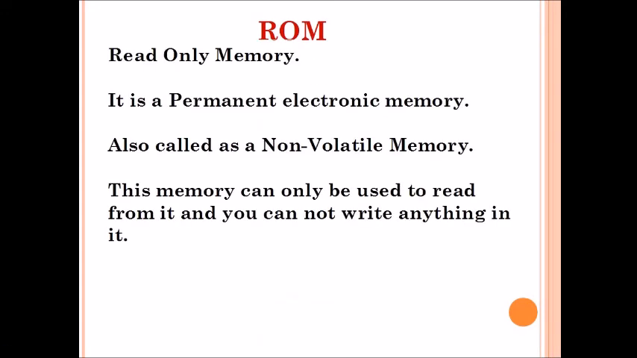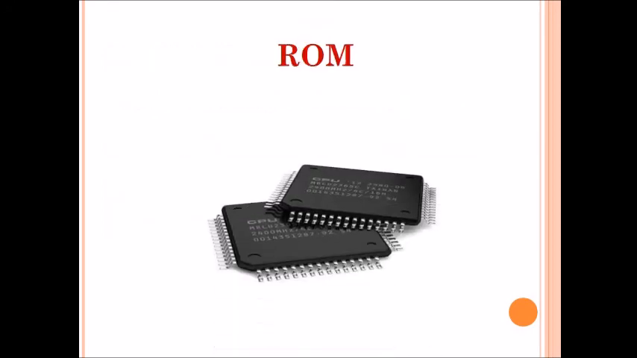The next is ROM, read only memory. This is a permanent electronic memory and is also called non-volatile memory because it holds its instructions even after the power supply is switched off. These instructions cannot be overwritten but can only be read by the system. That's why it's called non-volatile memory. This memory can only be read from, but you cannot write anything in it. So this is the ROM. The start-up instructions for the computer are stored permanently in it in the form of binary digits.